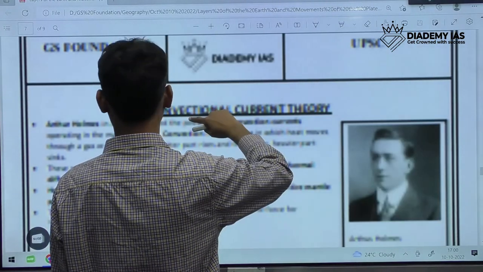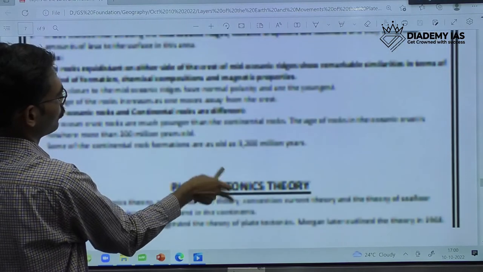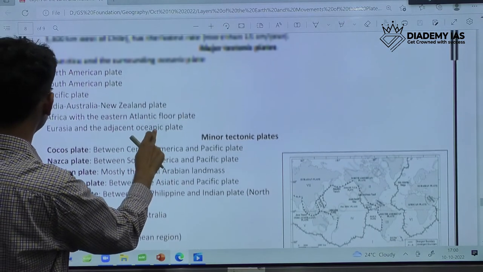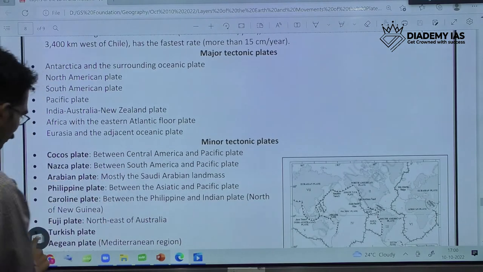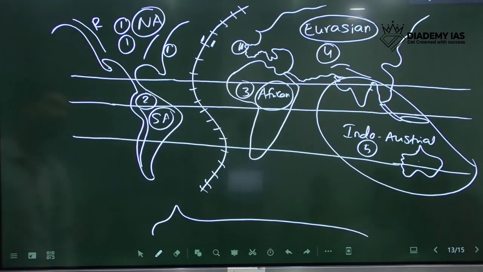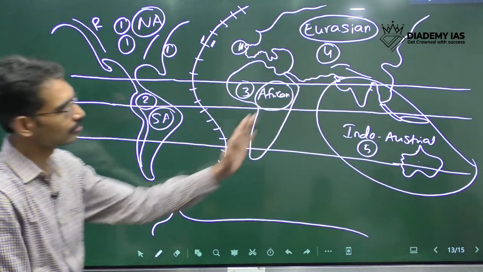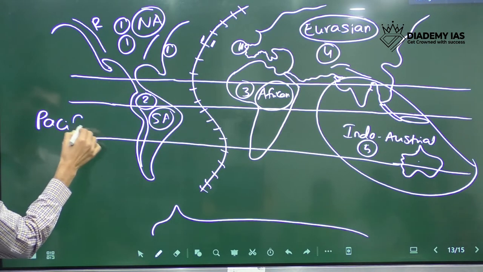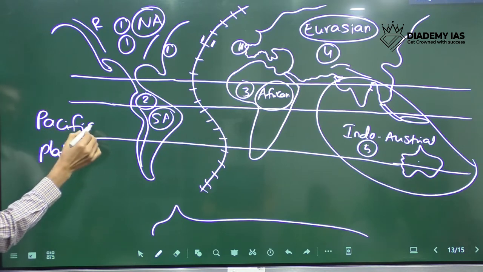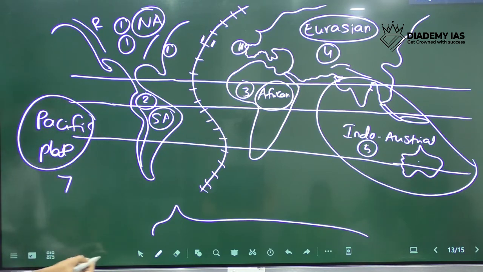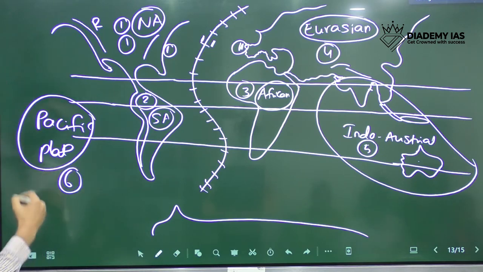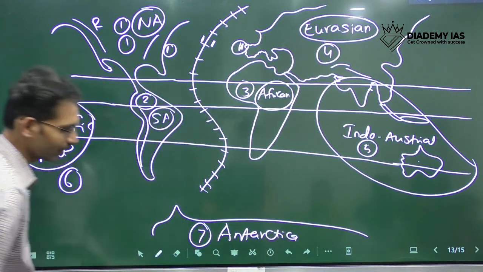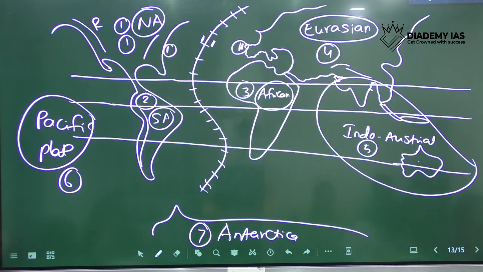Five. Now the Pacific plate, I will show you this. On this side Pacific, imagine the globe, Pacific plate. Pacific plate, that is which one, the sixth one? Now Australia, Antarctica, seventh one. So seven continents, seven plates.